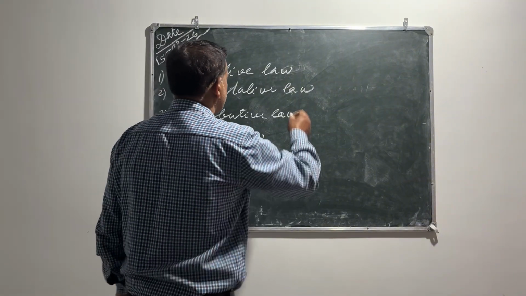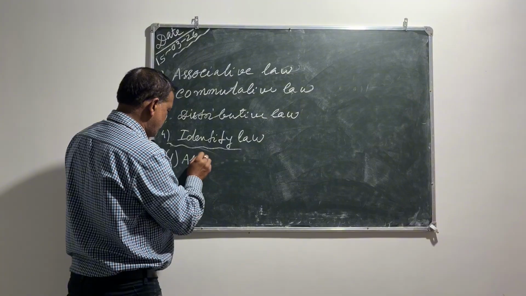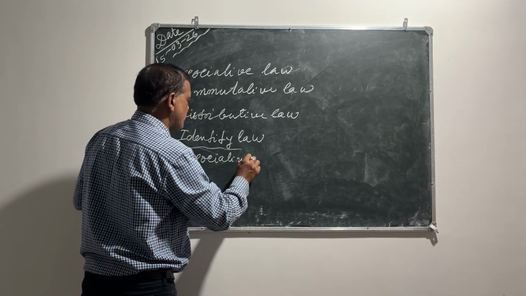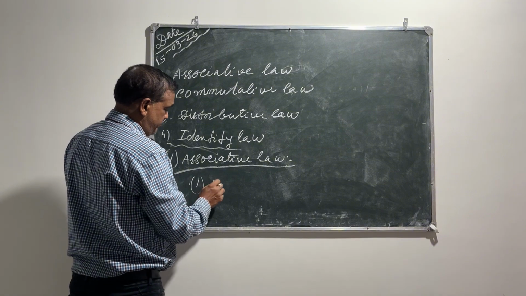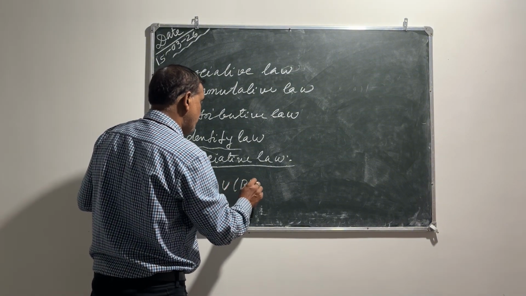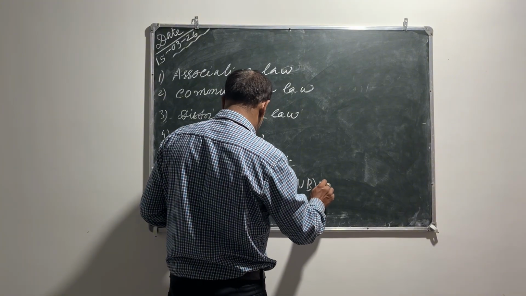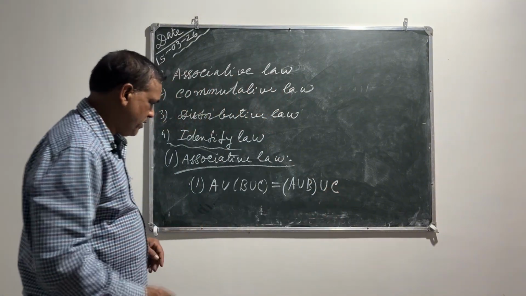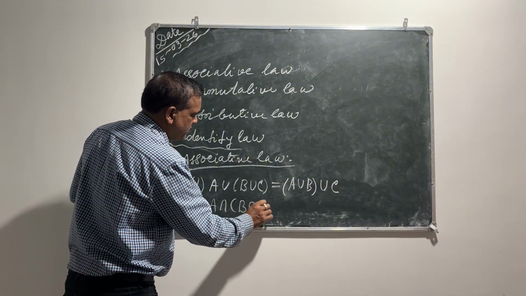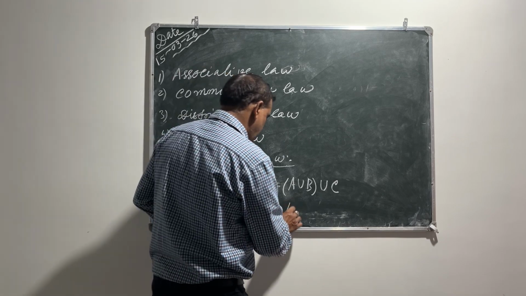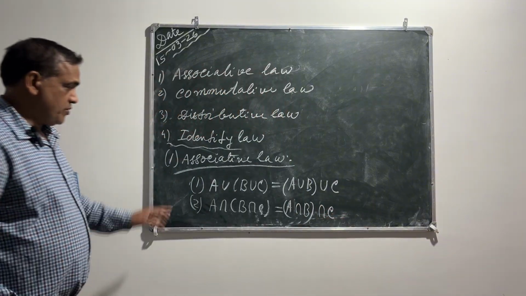Associative law. Number 1: A union B union C equals, within bracket, A union B, outside bracket, union C. Number 2: A intersection B intersection C equals A intersection B intersection C. So these two are called associative law.